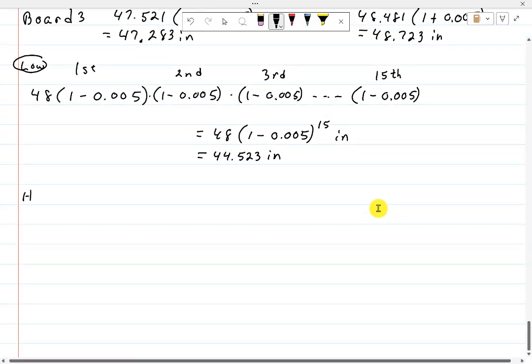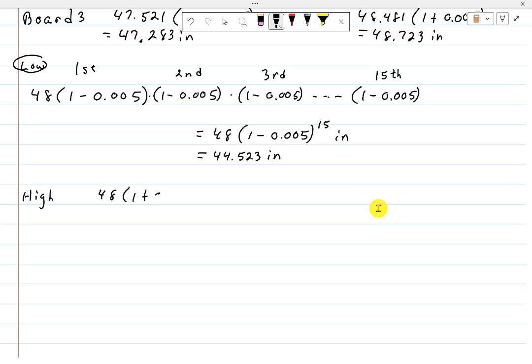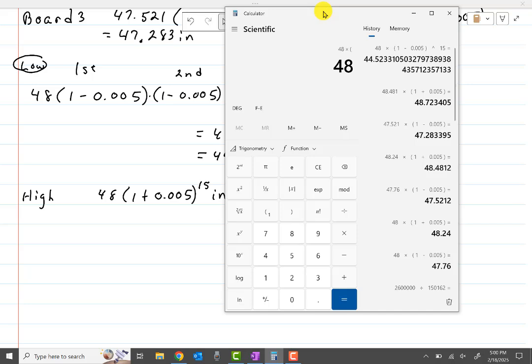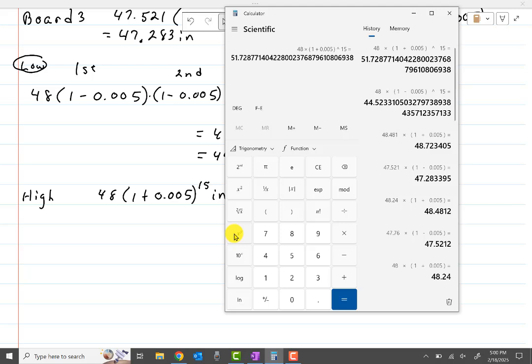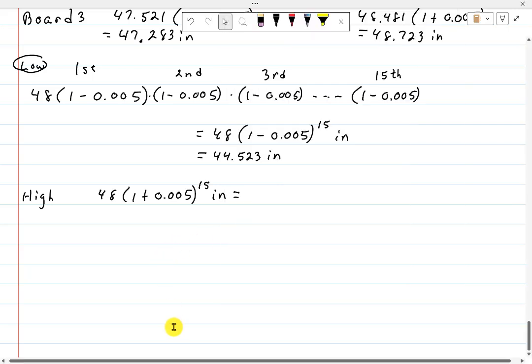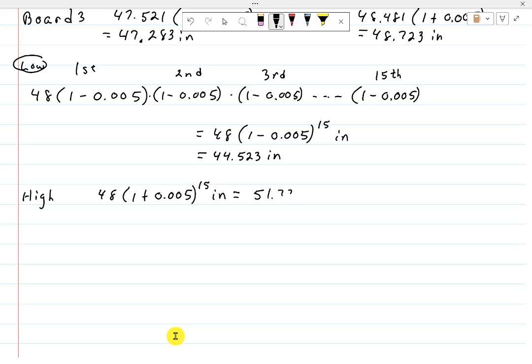Now for the high estimates, here we're going to do 48 times 1 plus 0.005 raised to the 15th. 48, start a parenthesis, 1 plus 0.005, and then let me raise it to the 15th power and hit enter and see what we got. 51.729. And then you'll be required to round these, I'm sure, to a certain degree of accuracy.